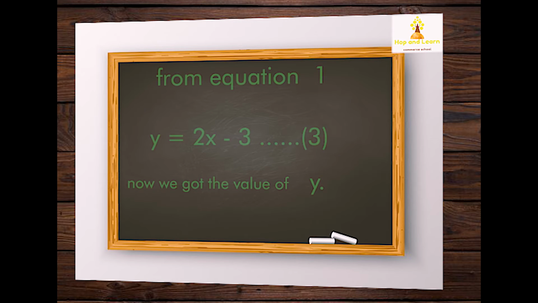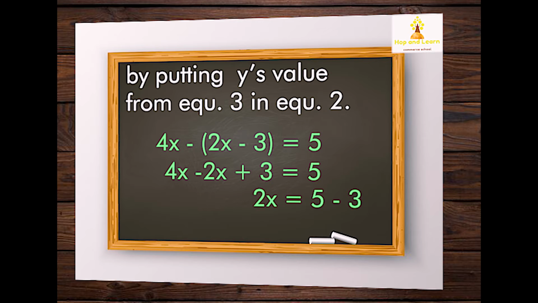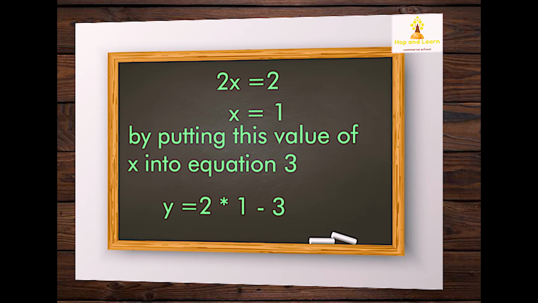Okay, let's move ahead by putting y's value which we have got from equation third into equation 2. So the equation 2 looks like 4x minus bracket 2x minus 3 bracket is equal to 5. Now we solve it. 4x minus 2x plus 3 is equal to 5. Here we have opened the bracket. Now 2x is equal to 5 minus 3. Then we will do 2. We will get 2x is equal to 2. Then we have got the value of x is equal to 1.